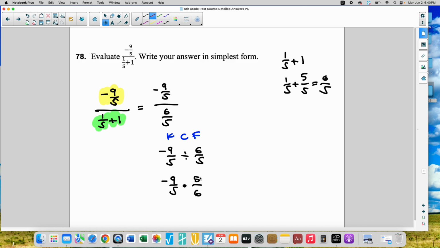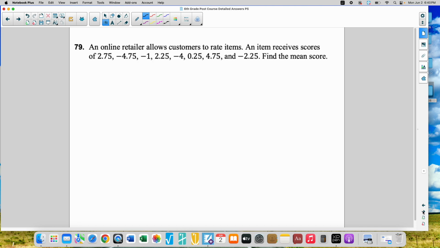We can cross cancel. 5s are going to cancel. 3 goes into both of those. 3 goes into 6 2 times. 3 goes into negative 9 negative 3 times. And these are 1s because 5 goes into 5 once. And we get negative 3 over 2. And that is our answer. Pretty neat. Not that hard. You understand? That's very intimidating, but it's really not that hard.